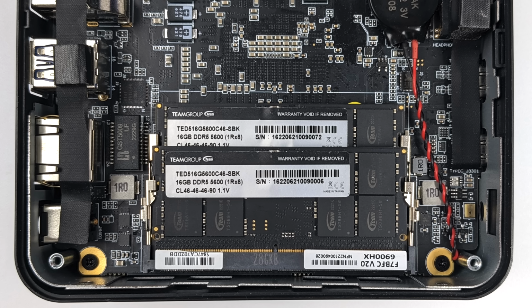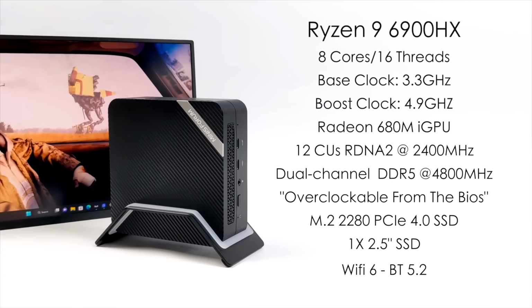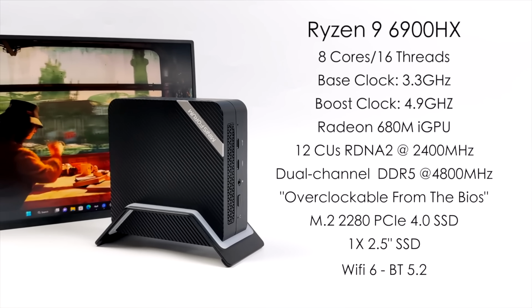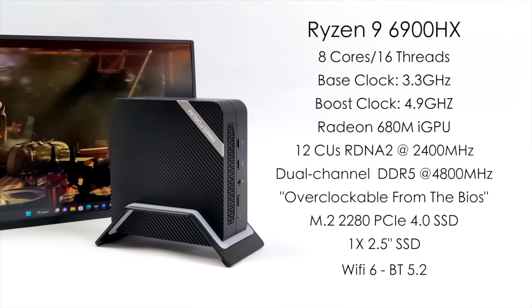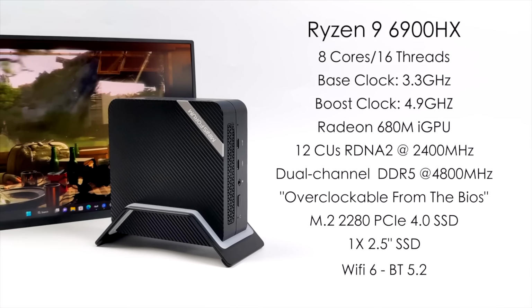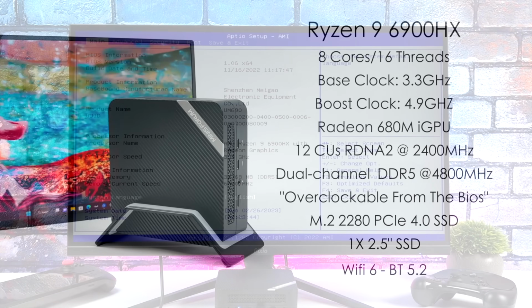Now, when it comes to the RAM, I'm using 5600 megahertz TeamGroup T-Force RAM, and I've overclocked it to 6000 megahertz from the BIOS. And real quick, if you're not familiar with the UM690, for the CPU, we've got that Ryzen 9 6900HX. I've got 32 gigabytes of DDR5 running at 6000 megahertz in this unit. And we've also got built-in Radeon 680M graphics based on RDNA 2. But with the HX variant, these are actually clocked at 2400 megahertz instead of 2200.